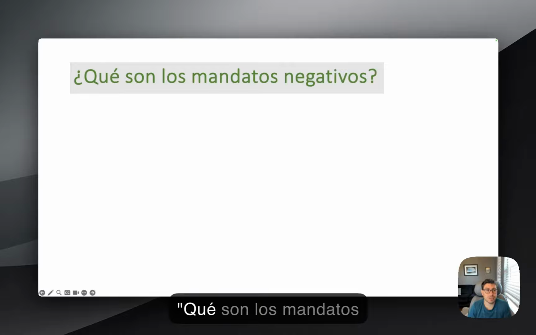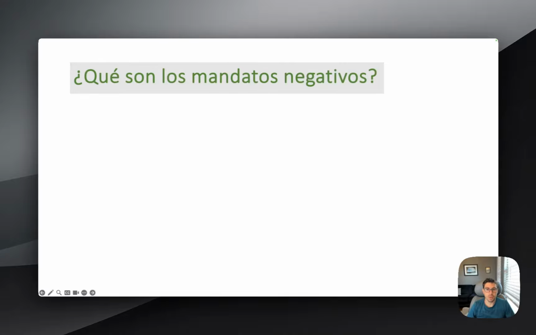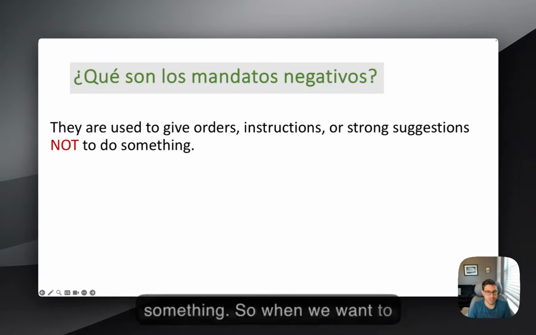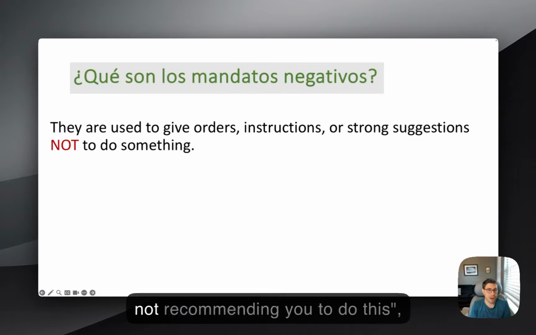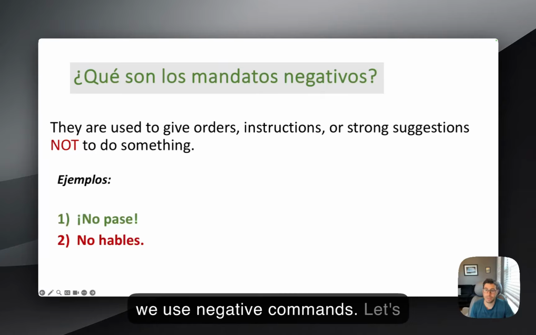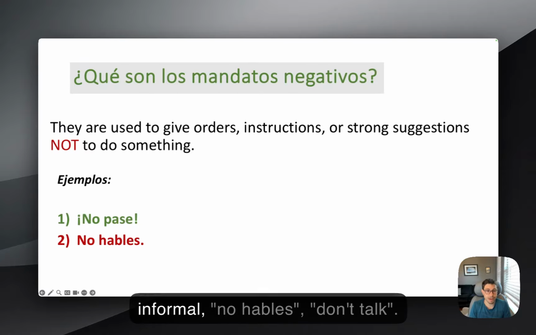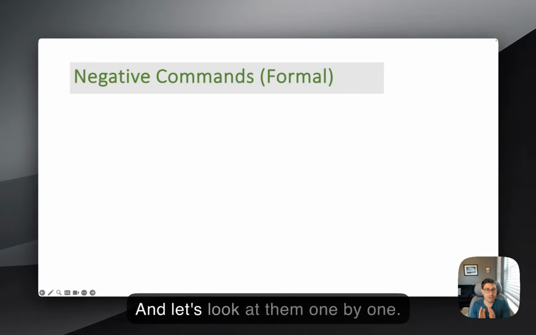So first of all, ¿qué son los mandatos negativos? What are the negative commands? They're used to give orders, instructions, or strong suggestions not to do something. So when we want to tell someone, do not do it, or I'm not recommending you to do this, we use negative commands. Let's look at some examples. Formal: no pase, don't come in. Informal: no hables, don't talk. And let's look at them one by one.